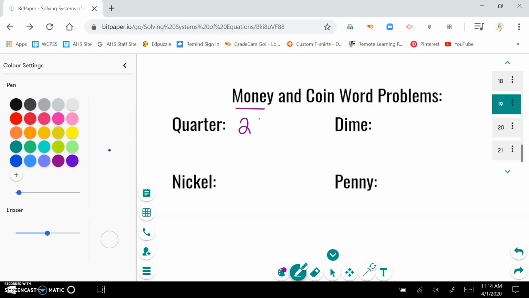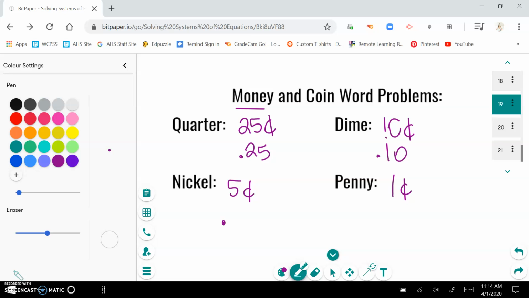So remember that a quarter is 25 cents, a dime is 10 cents, a nickel is 5 cents, and pennies are 1 cent. That's the easy part. Most people know those things, and most people know how to write it as a decimal, but we do tend to struggle a little bit. So we want to remember that a quarter is 0.25, a dime is 0.10.